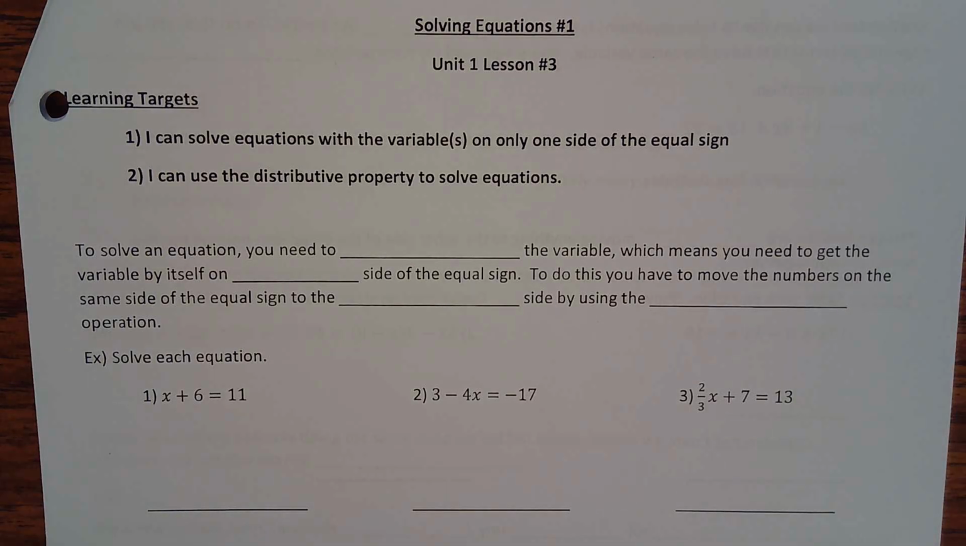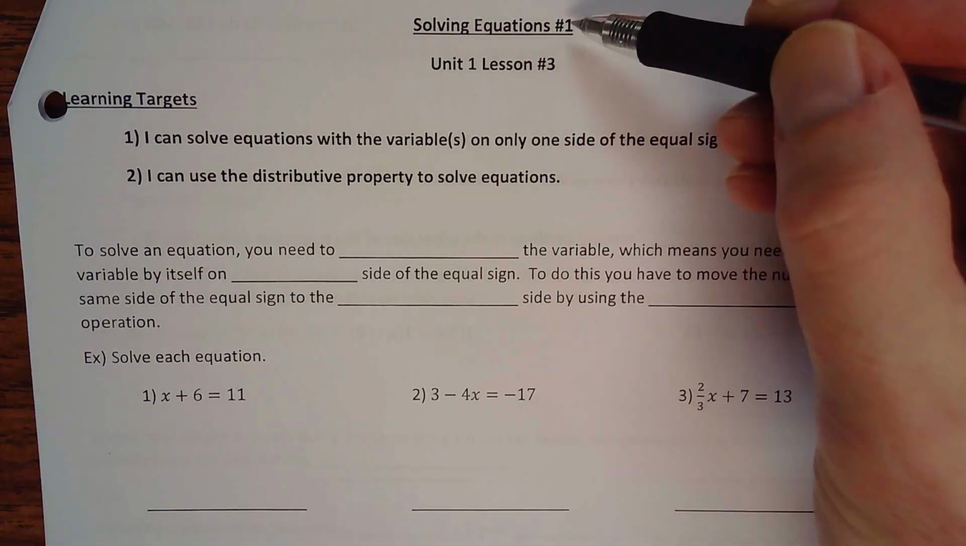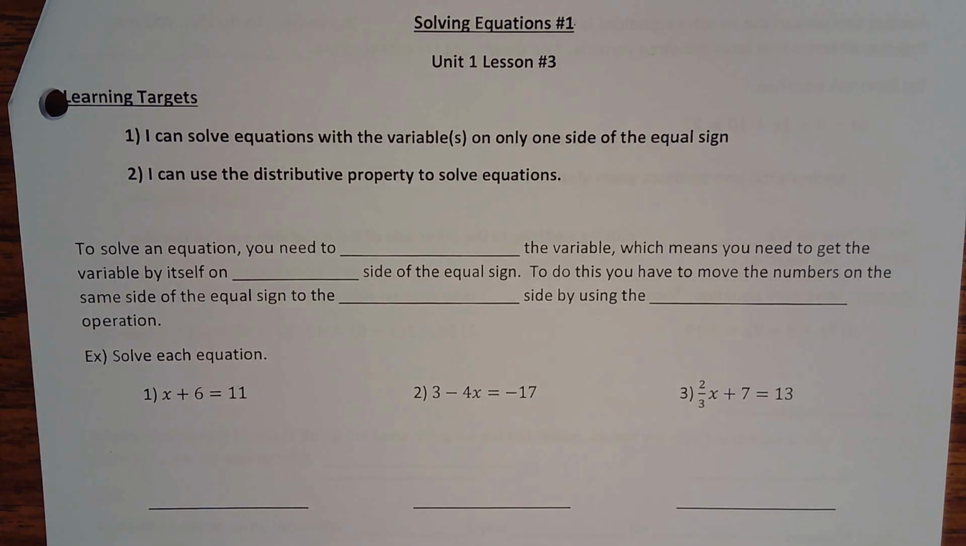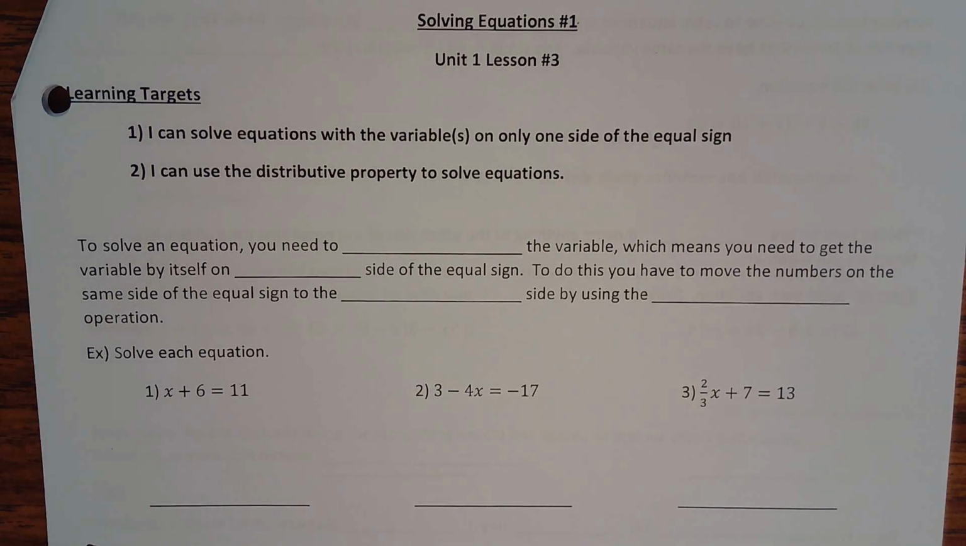Okay, so we got Unit 1, Day 3, and this one's called Solving Equations Number 1. Day 4 will be Solving Equations Number 2. So we're going to start out with simpler types of these problems and get a little bit more difficult tomorrow. So learning target 1: I can solve equations with a variable only on one side of the equal sign, and I can use the distributive property.